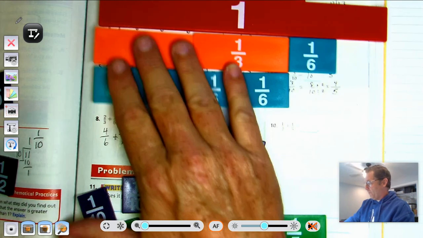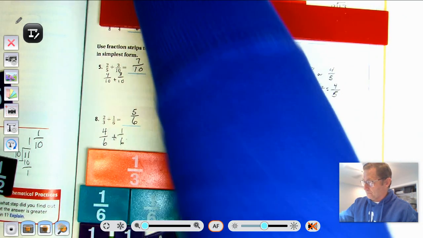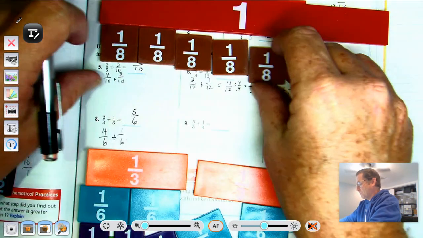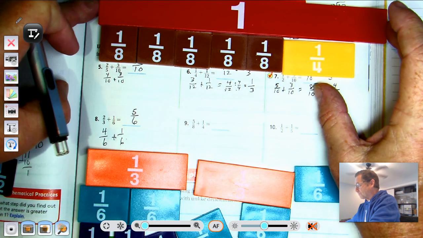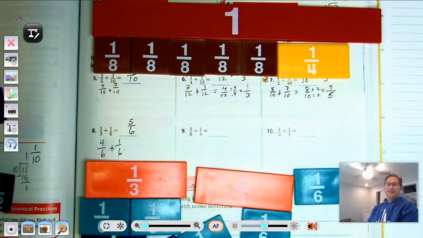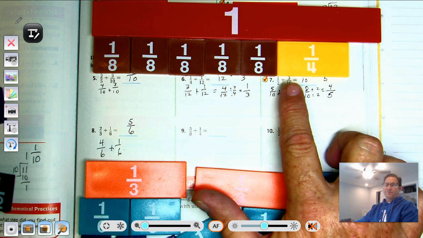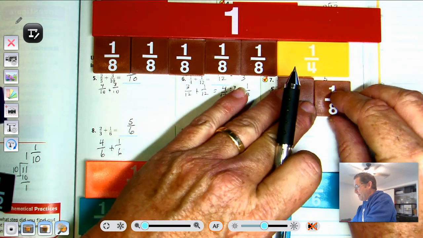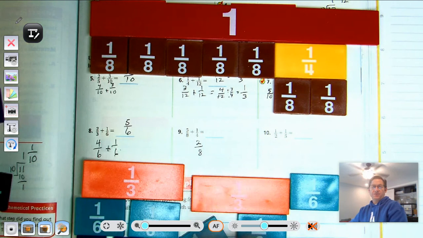All right, 5/8 and 1/4. Five eighths plus a fourth. All right, so that's slightly less than 1/2. Now let's focus on this fourth. When you skip count by fours, do they become eighths? 4 times 2 is 8. Sure they do. So how many eighths equals a fourth? 2/8. So let's just change the 1/4 to an equivalent fraction of 2/8.